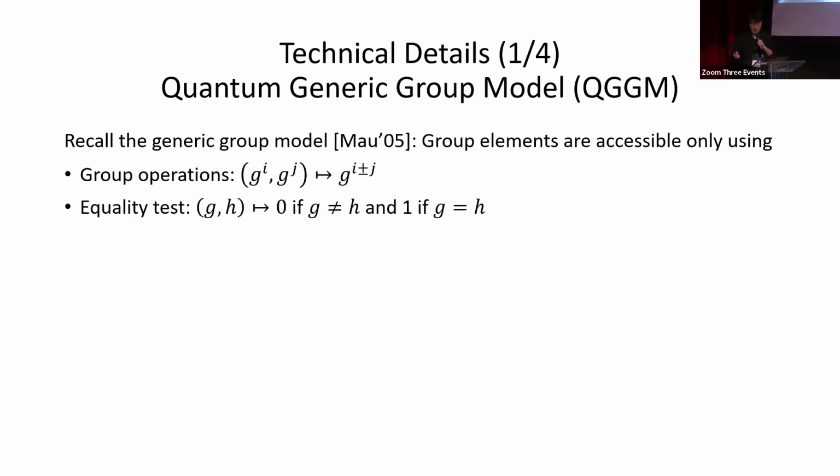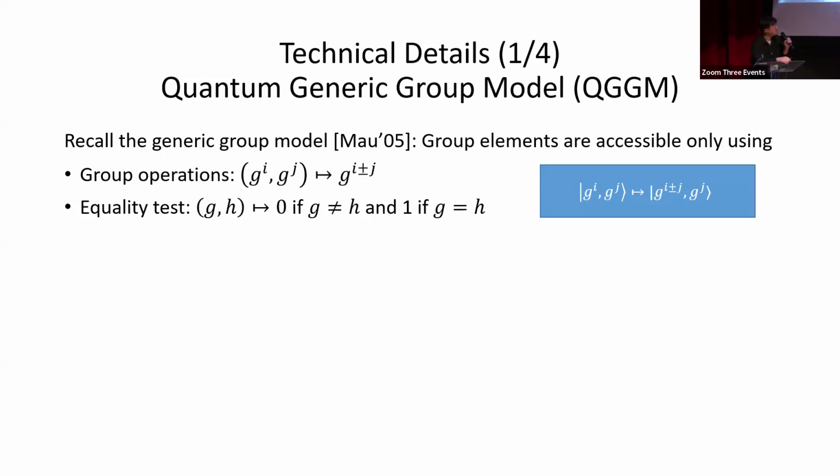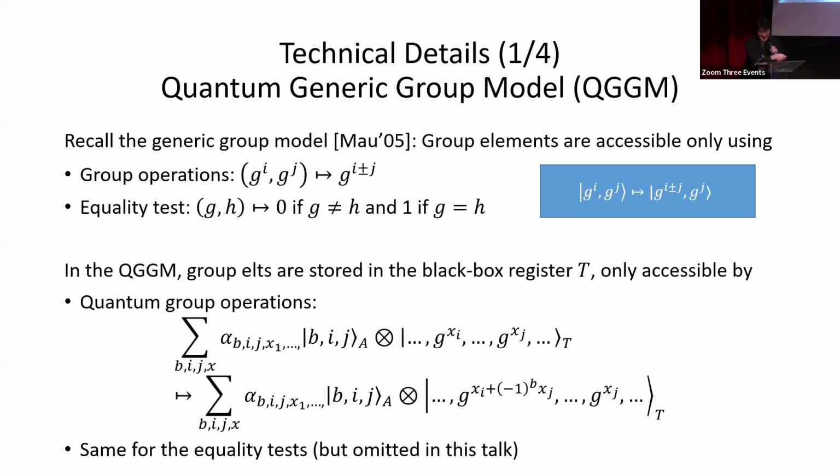If you want to extend it to the quantum setting, we need to compute this kind of operation. So actually the definition is pretty complicated, like this. We basically store every group element in a quantum black box register, and we access them by submitting their indices with some auxiliary inputs. And this is the quantum group operation. In the quantum generic group model, we count the number of these queries. And of course, we extend the quantum equality check too, but we omit this one in this talk.